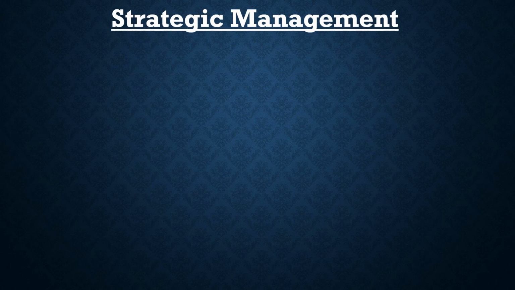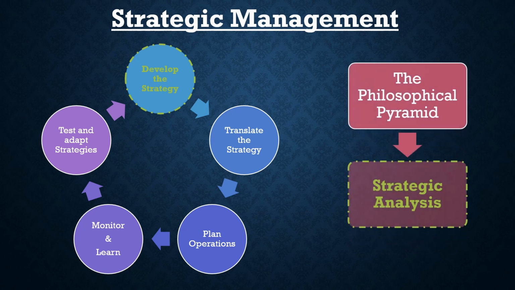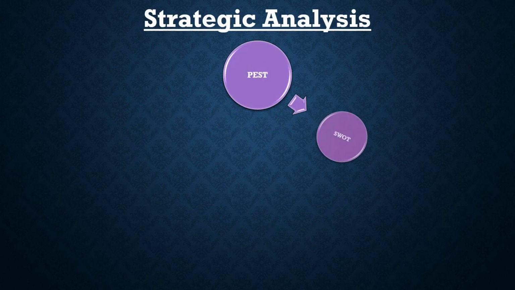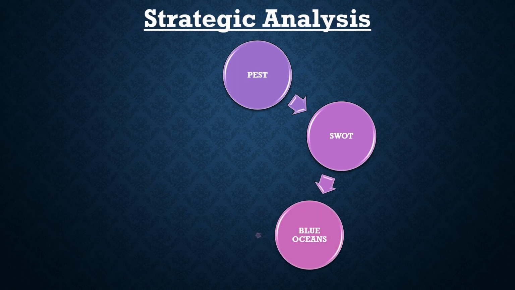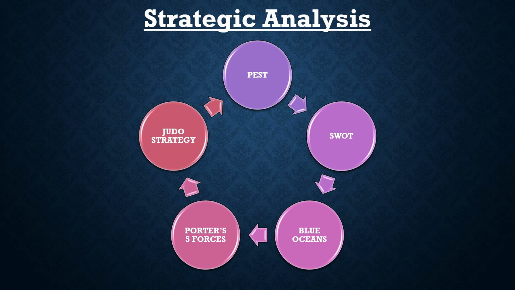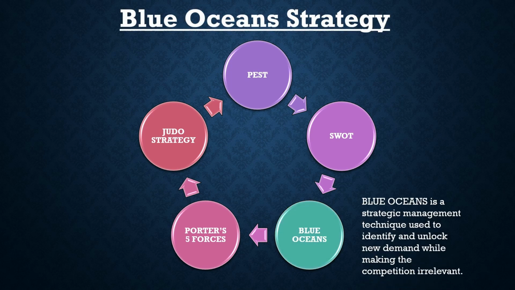In video number 1, we were introduced to an overall framework for strategic management, and then in video number 2, we focused in on the second part of this framework, namely strategic analysis. Video number 2 went on to describe 5 different techniques that could be applied as part of strategic analysis on an ongoing and repetitive basis. In this video, we will be focusing on the third technique in that list of techniques, namely Blue Ocean's strategy.